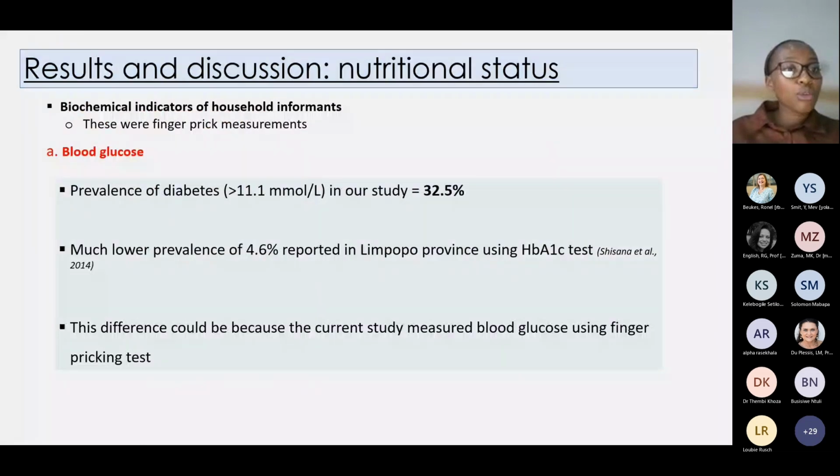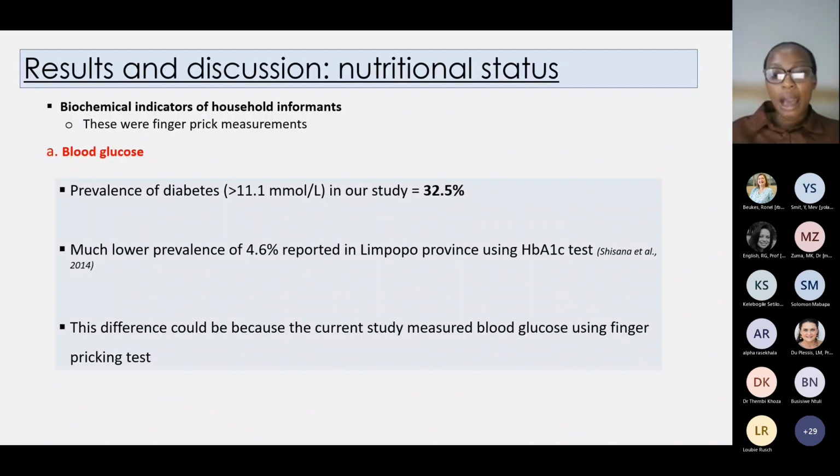So coming to the biochemical indicators of the household informants, the first one is the blood glucose. The study found that 32.5% of the household informants were at risk of having diabetes. But then this study by Shisana reported a much lower prevalence of 4.2%.